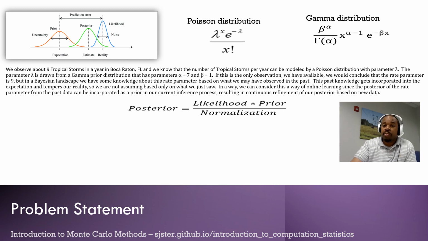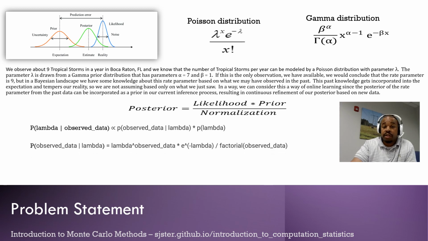So in this problem, the prior distribution is the gamma distribution with parameters alpha and beta, what we see on the top right there. The x variable is going to be our lambda, and the likelihood function is a Poisson distribution in the top middle up there. This is our Poisson distribution with rate parameter lambda and observed data x, which is our 9 storms per year. So the posterior distribution is shown below, where the probability of our observed data given our lambda is the likelihood function, and the probability of lambda is our prior distribution.